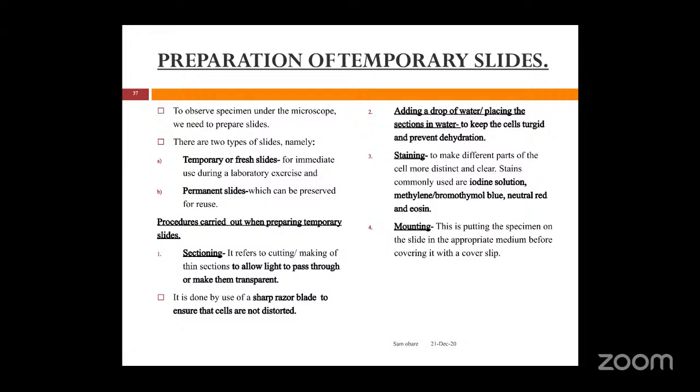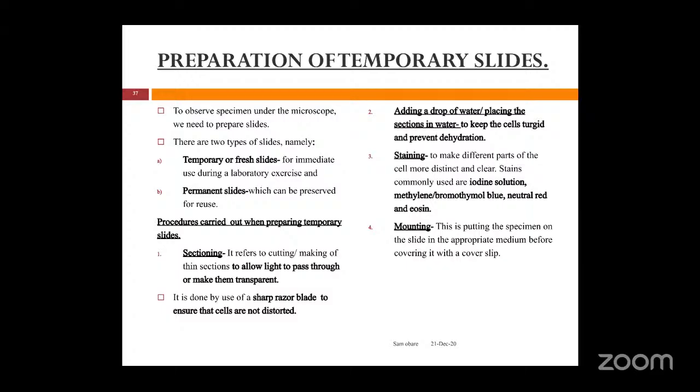or distinct. So most commonly used stains are iodine solution, we have neutral red, and we have eosin. So in an exam, they can ask you to state the most common stains used in preparation of a slide. You can say iodine, neutral red, and eosin. So the reason why we stain specimens is so that we can make the different parts of that particular specimen distinct and clear.